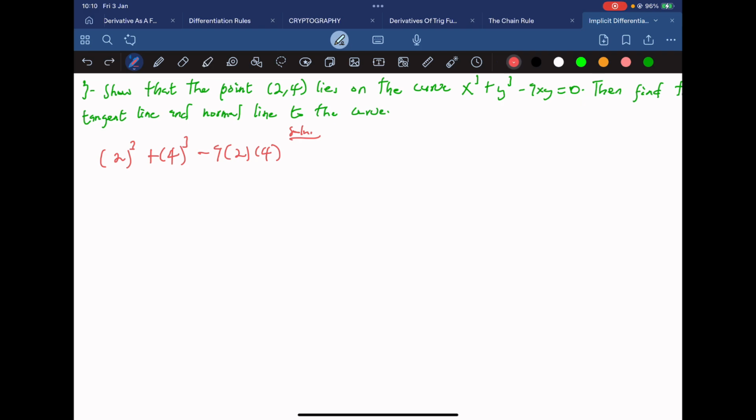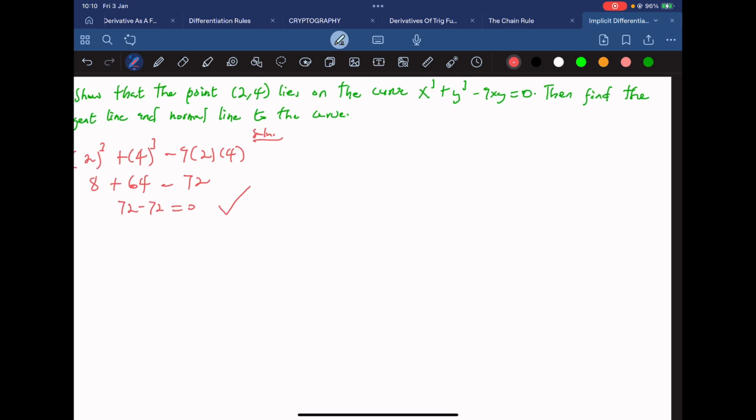So 2 cubed is 8, 4 cubed is 64, 9 times 2 times 4 simplifies to 72. So this is basically 72 minus 72, which is equal to 0. So since this is equal to 0, it means we've shown that the point (2, 4) lies on the curve. Okay, so that's the first part done. Now the second part is we have to find the tangent line.